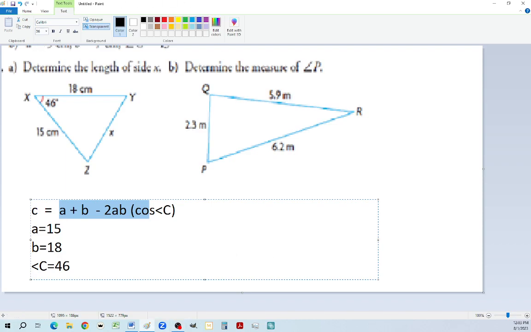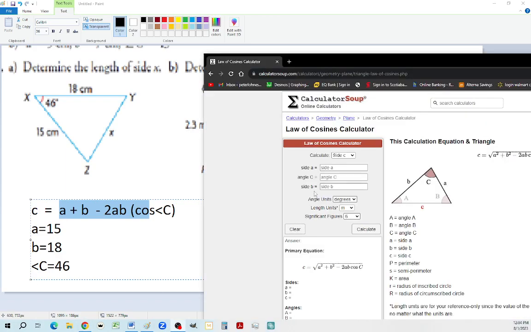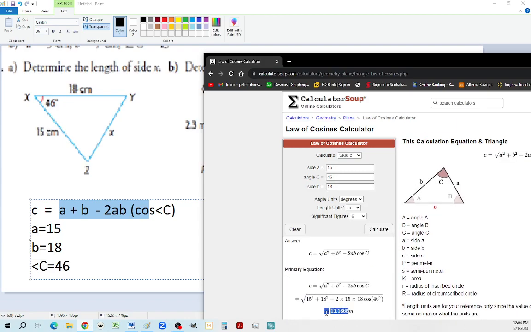And here's a little trick. If you want to verify your answers, you can pull up quite easily what's called a cos law calculator. And you can even tell it which one, what are we looking for? We're looking for side C. We have side A, 15. We have side B, 18. And we have angle C they want, 46. And then we hit calculate. And they tell us that it's 13.1865.